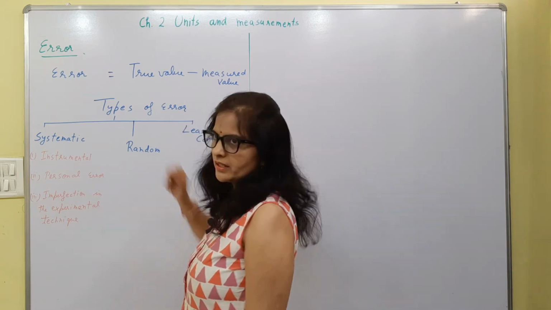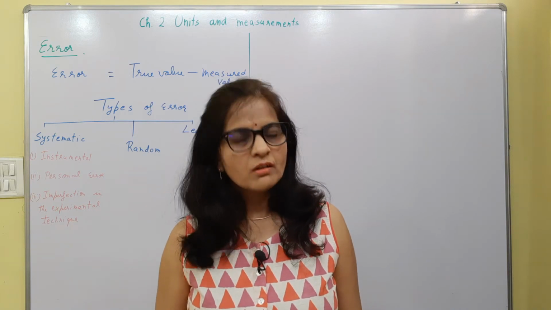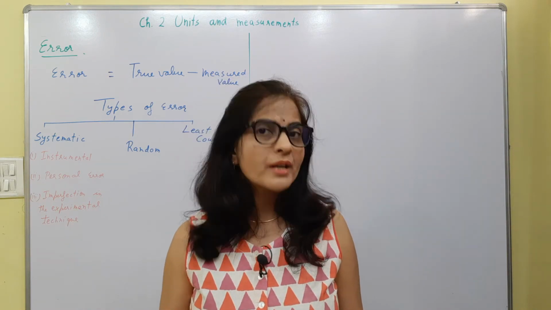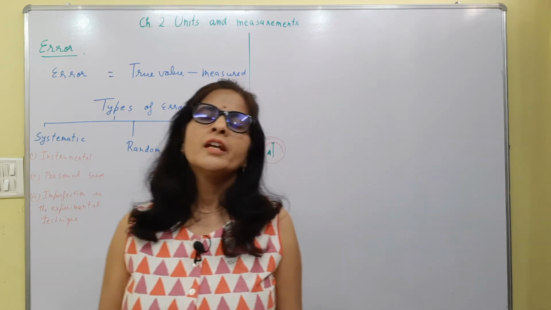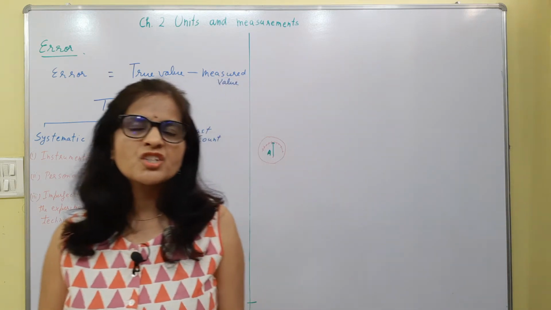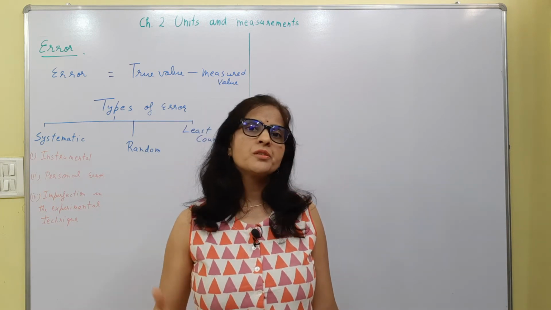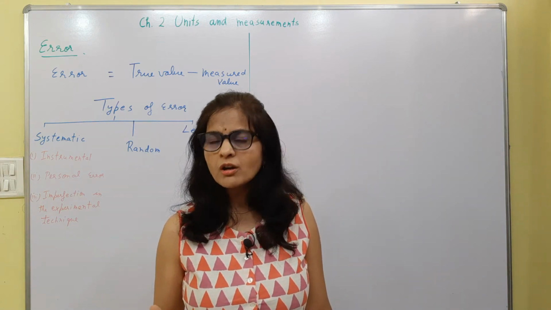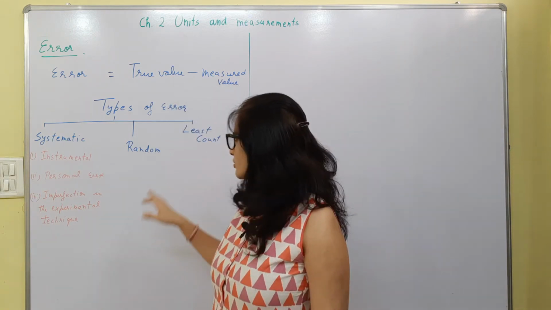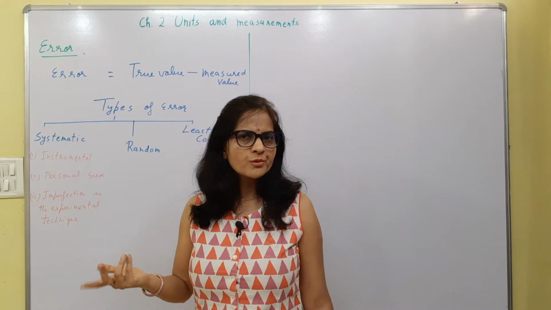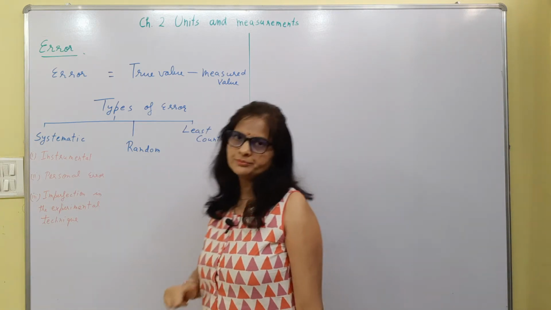Then random errors. Suppose you need a particular temperature, particular humidity, or particular pressure for measuring a certain physical quantity. What will happen if there is a sudden change in the pressure or the humidity? It will lead to wrong values, or you can say that error in the measurement will occur. So this is random error, which is beyond our control. This occurs randomly. Then we have least count error.